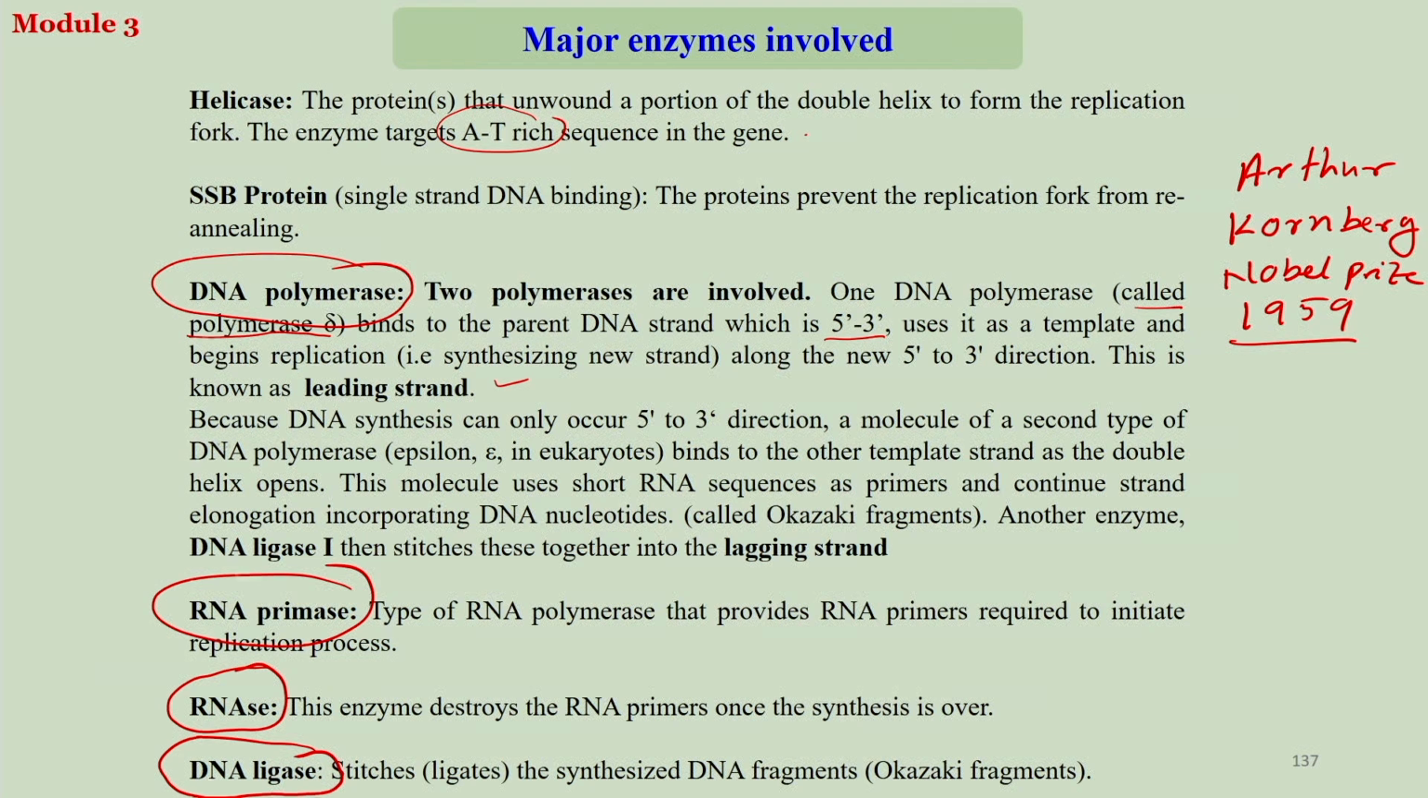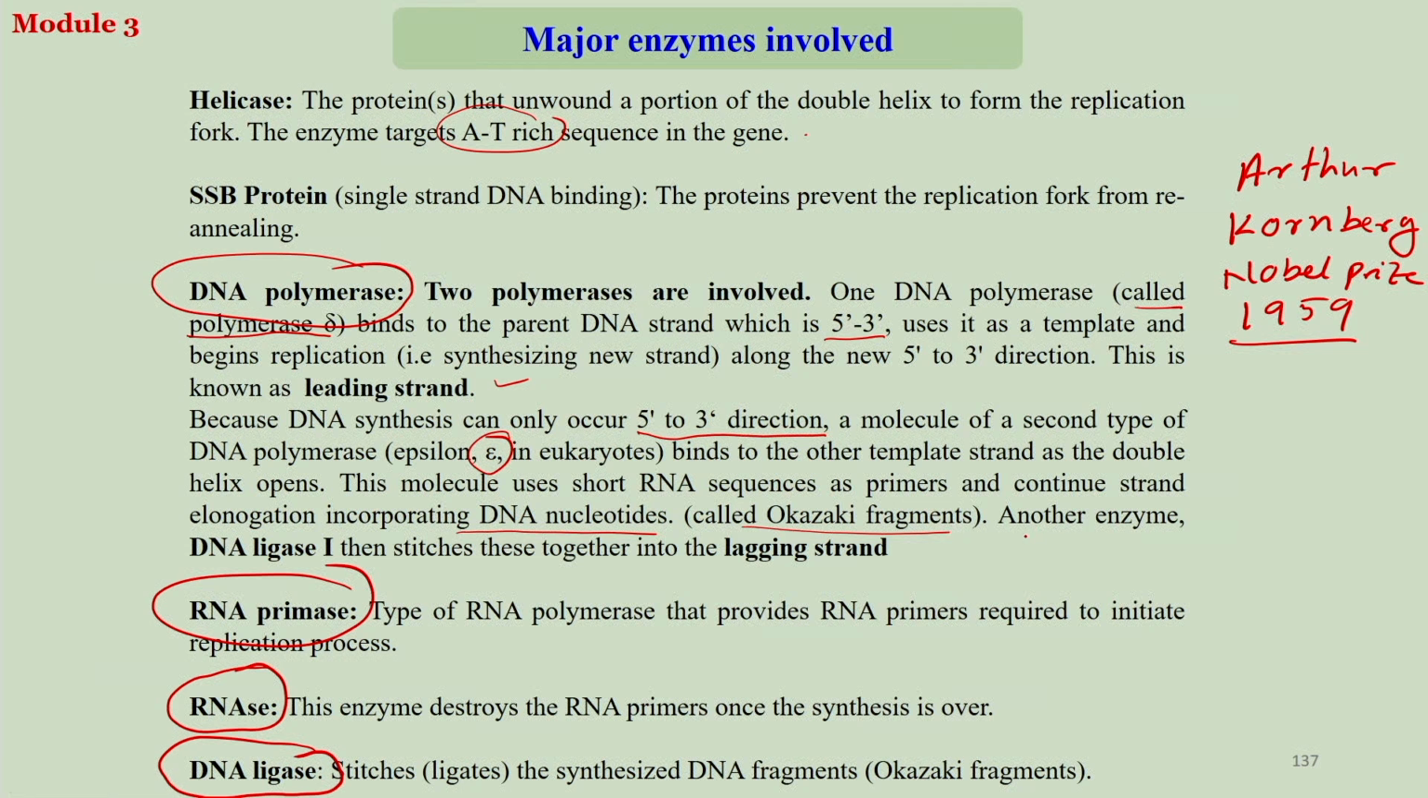Now, as I have mentioned, because DNA synthesis can only occur in the 5 prime to 3 prime direction, a molecule of a second type of DNA polymerase, polymerase epsilon, binds to the other template. This molecule uses short RNA sequences as primers, that is of course also needed at the beginning for the leading strand, and continues strand elongation incorporating the dNTPs, DNA nucleotides, and that is how you get the Okazaki fragments.